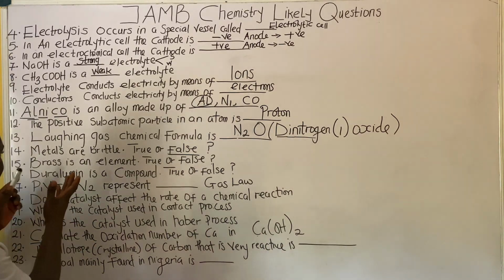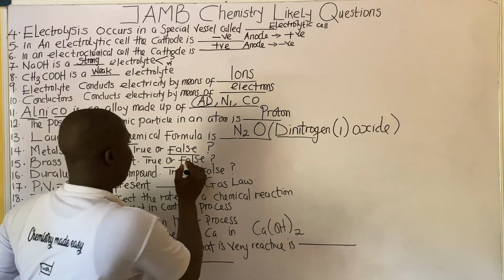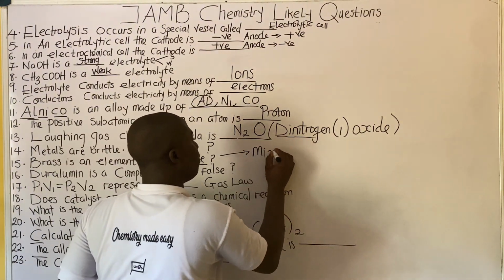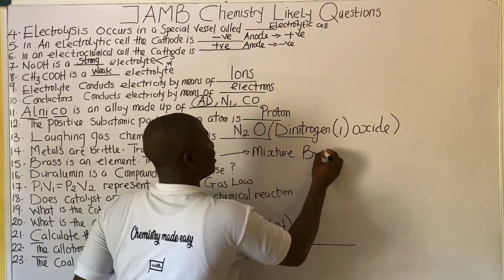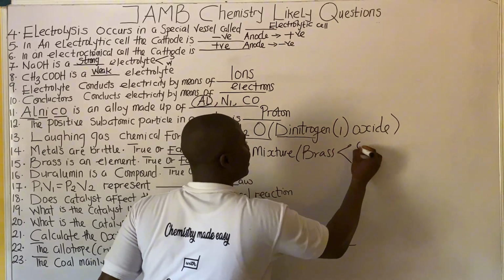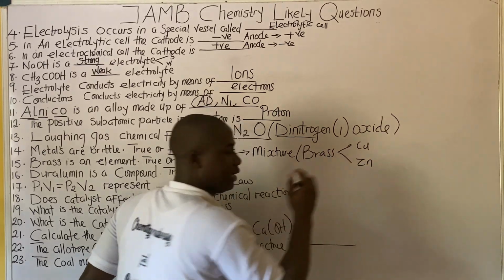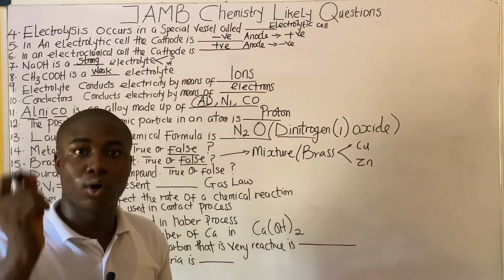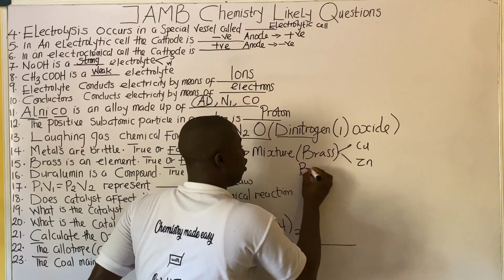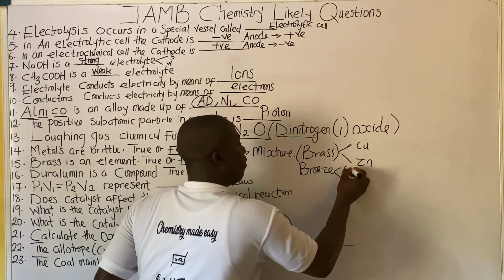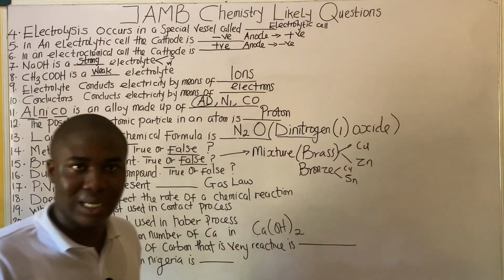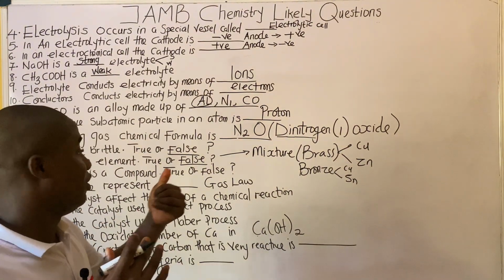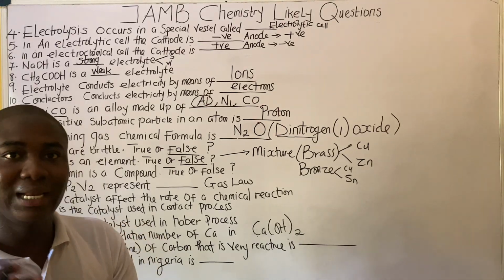All right. Brass is an element, very false. Brass is a mixture, but specifically a metallic mixture. Brass is a mixture that is made up of two elements, copper as well as zinc. We have the brother called bronze. Bronze is also a mixture that is made up of copper and tin. So all these must be noted. They are not elements, but rather they are mixtures.